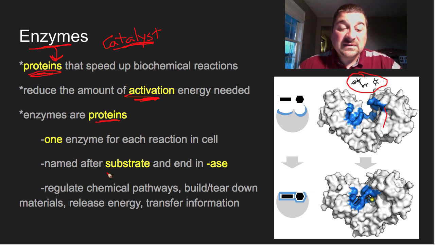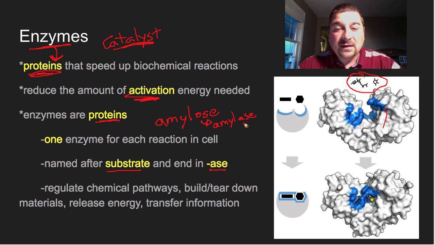And the enzymes are often named after the substrate that they break down and end in -ase. For example, the fancy word for starch is amylose. So guess what the enzyme is that breaks it down? Amylase. So oftentimes we take whatever is being broken down and we add -ase to the end of it.